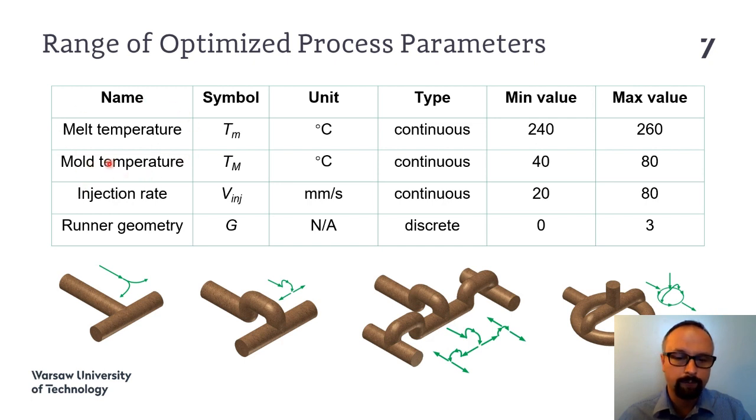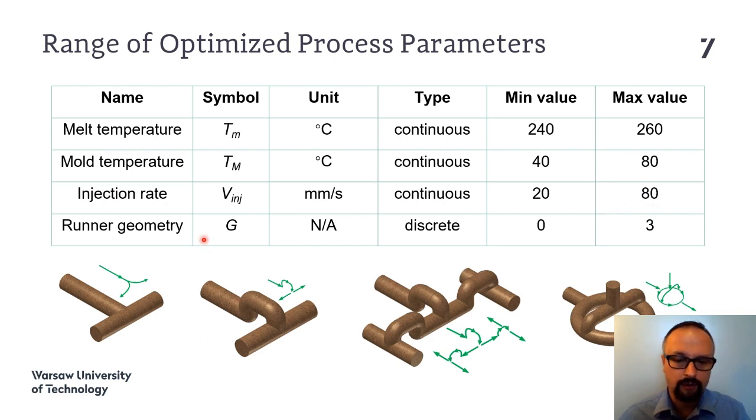The first 2 parameters were defined according to the material data sheet of the polymer, of the PBT we were molding, and the third one, the injection rate, was just a range of the capability of our injection molding machine. Our injection molding machine wasn't able to inject with a larger injection velocity than 100 millimeters per second. That's the reason 80 was the maximum value here.